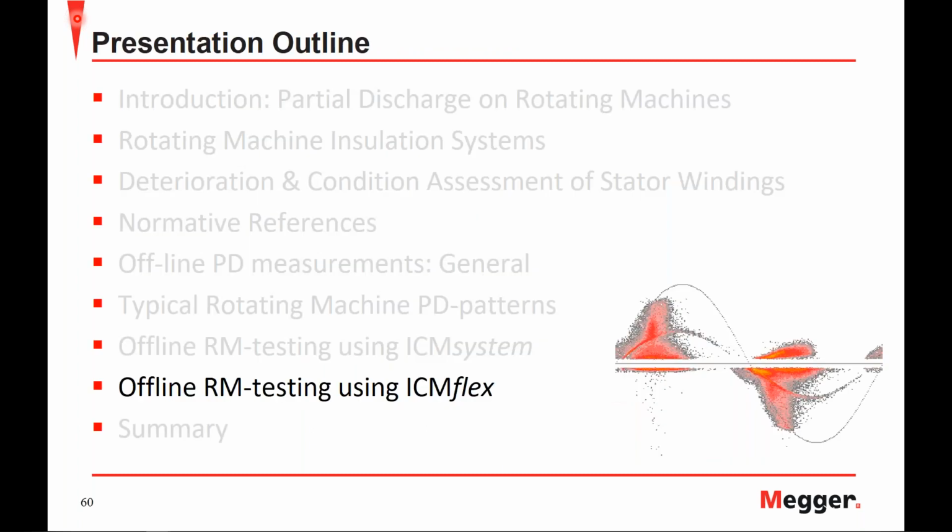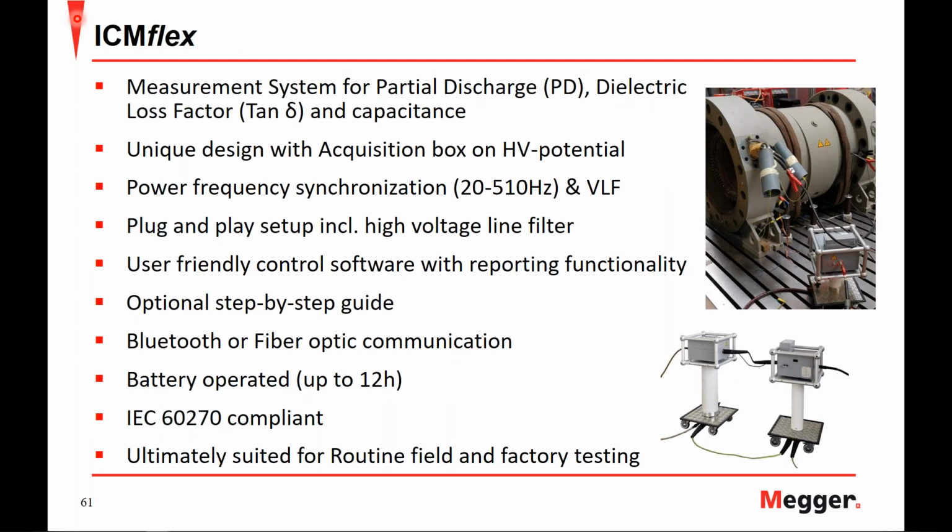Next, we'll move on to offline rotating machine testing using the ICMflex, where the ICMflex is a measurement system for partial discharge, dielectric loss factor, tan delta, and capacitance measurements. It offers a unique design with the acquisition box at the high voltage potential, offering increased sensitivity, is capable of power frequency synchronization between 20 and 510 Hertz, as well as VLF compliant.